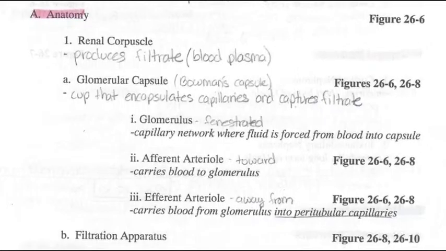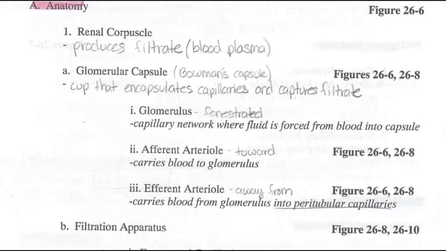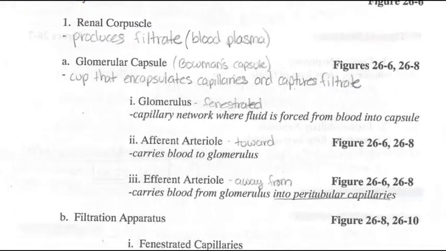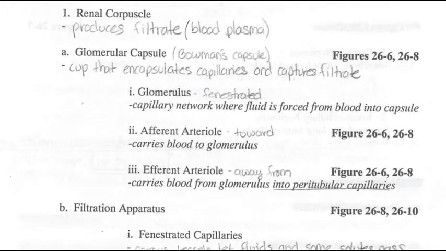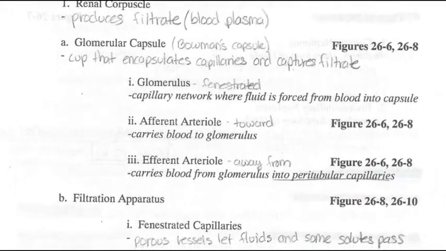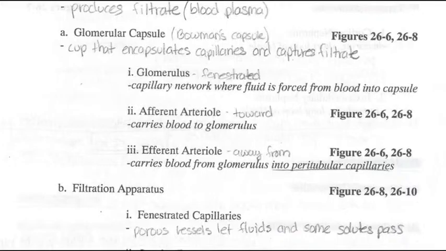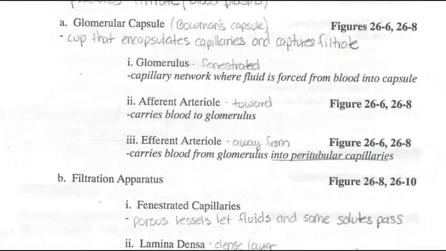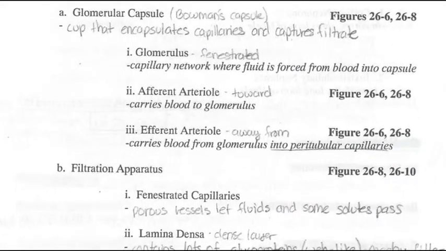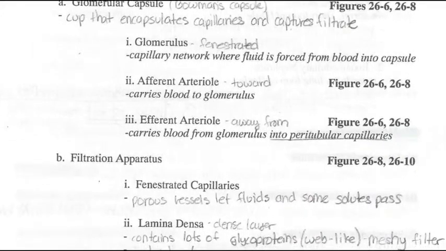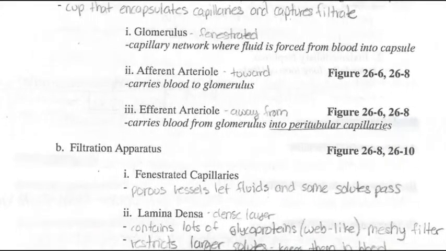The afferent arteriole carries blood to the glomerulus. The efferent arteriole carries blood from the glomerulus into peritubular capillaries. B. Filtration apparatus. The fenestrated capillaries are porous vessels that let fluids and some solutes pass.